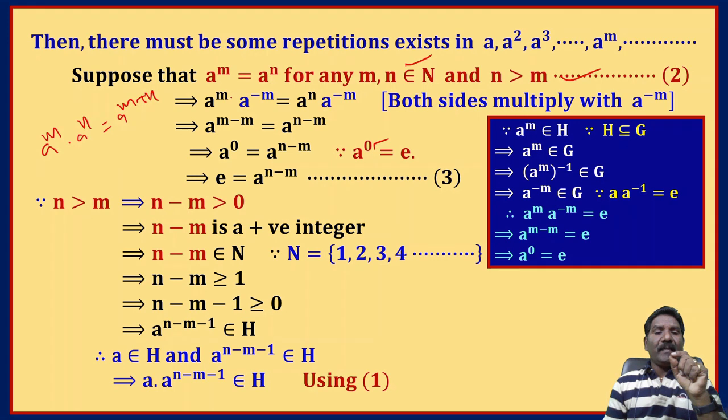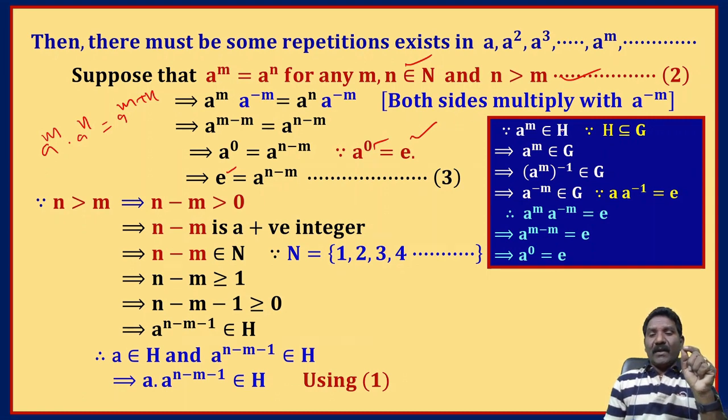Here, a power m minus m equal to a power n minus m. A power m minus m is a power 0, equal to a power n minus m. A power 0 is e. Very, very important. A power 0 is e.